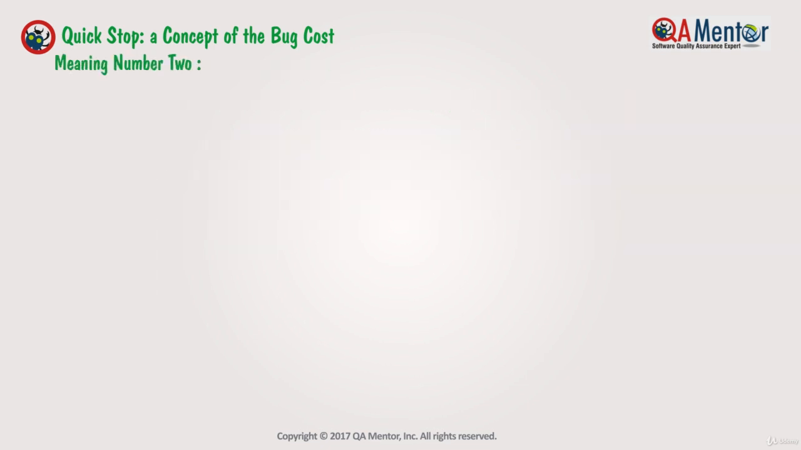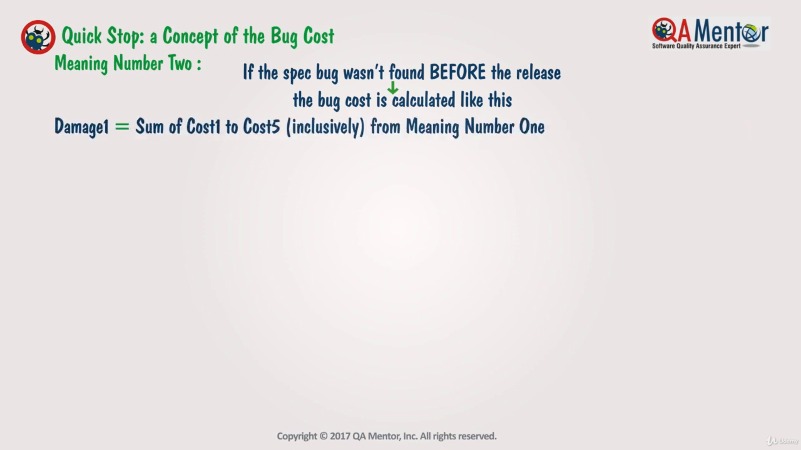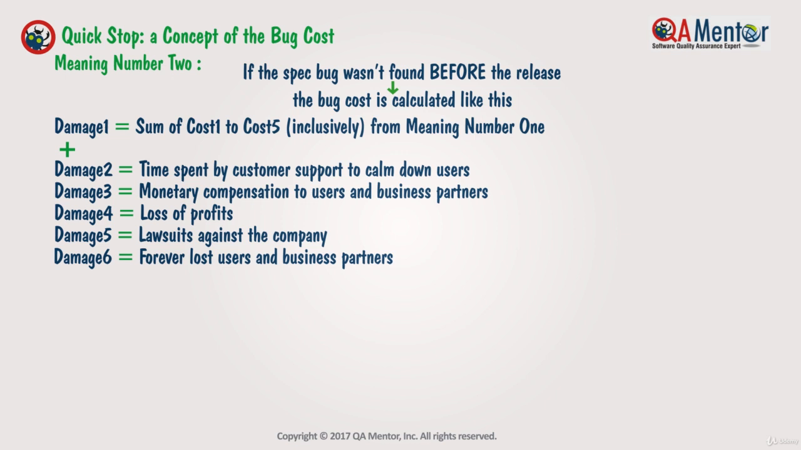Here is meaning number 2 explained. If the spec bug wasn't found before the release, then the bug cost is calculated like this. Damage 1. Cost 1 to Cost 5 inclusively from meaning number 1 plus. Damage 2, time spent by customer support to calm down users. Damage 3, monetary compensation to users and business partners. Damage 4, loss of profits. Damage 5, lawsuits against the company. Damage 6, forever lost users and business partners. Damage 7, miscellaneous other negative consequences.